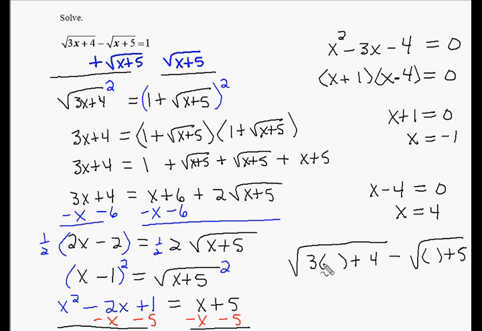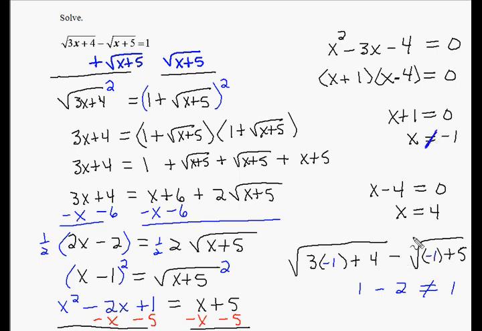So let's first put in negative 1 and see if that works. So 3 times negative 1 is negative 3, plus 4 is 1. The square root of 1 is 1. And negative 1 plus 5 is 4. And the square root of 4 is 2. And 1 subtract 2 is not equal to 1. So I don't want that answer.